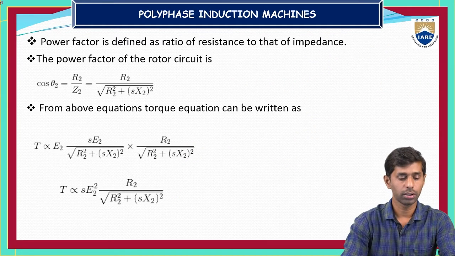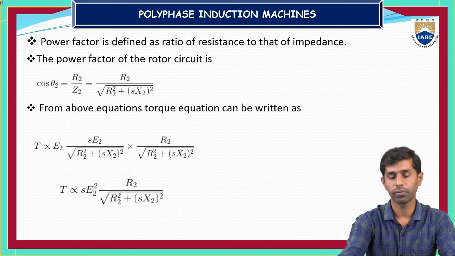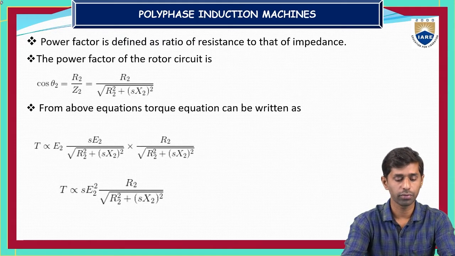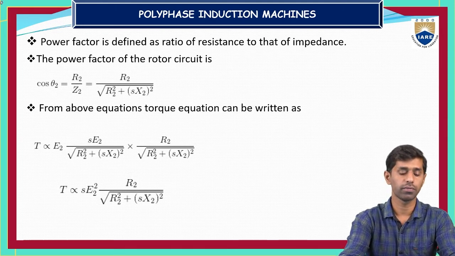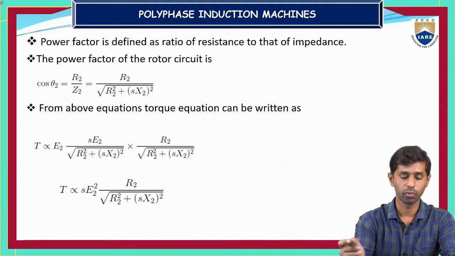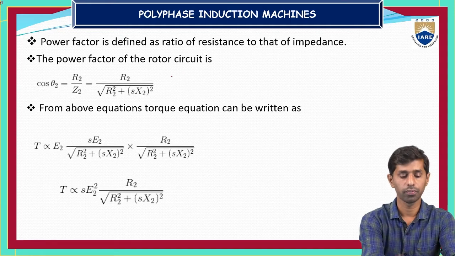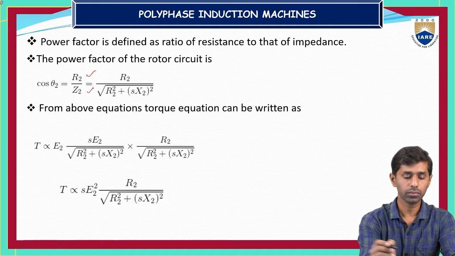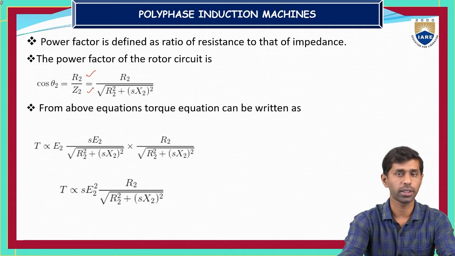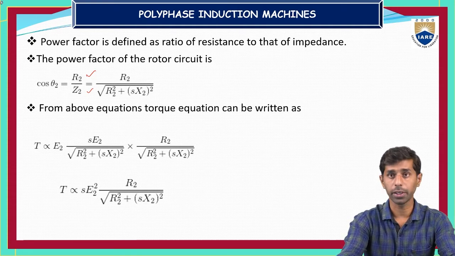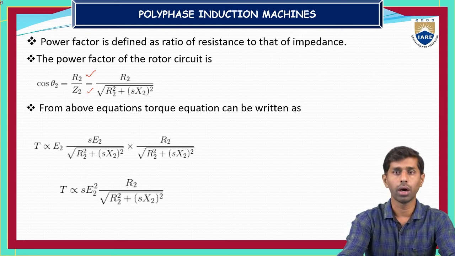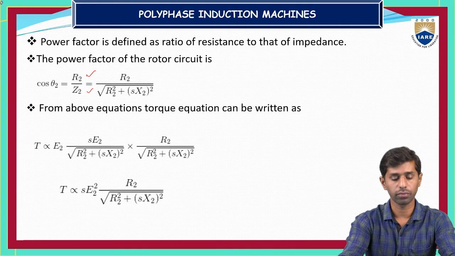And the latter part, power factor. Power factor is defined as the ratio of rotor resistance to the impedance of the rotor winding, which equals R2 by Z2. So cos theta 2 equals rotor resistance divided by impedance of the rotor circuit, which is R2 by the square root of R2 square plus (s X2) whole square.